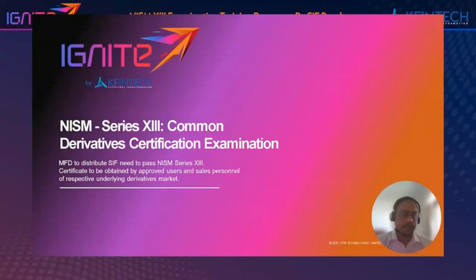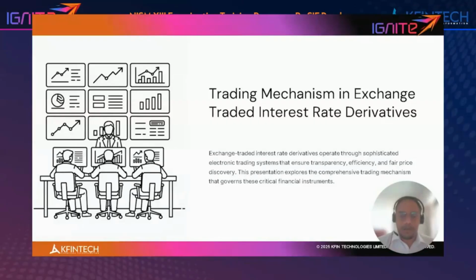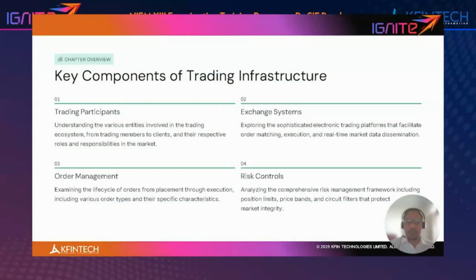Afternoon, everyone. So we'll move to the next chapter, which is majorly to understand the infrastructure and the overall mechanism of order flow and how the trading happens in this interest rate derivatives market. So the key components of the trading infrastructure are the participants. This could be the client, the broker, the clearing members, and other participants.